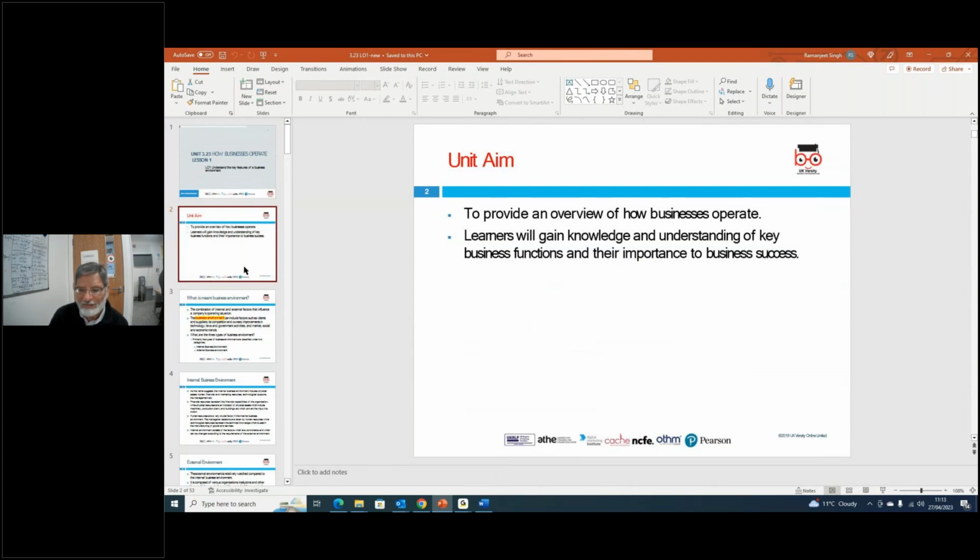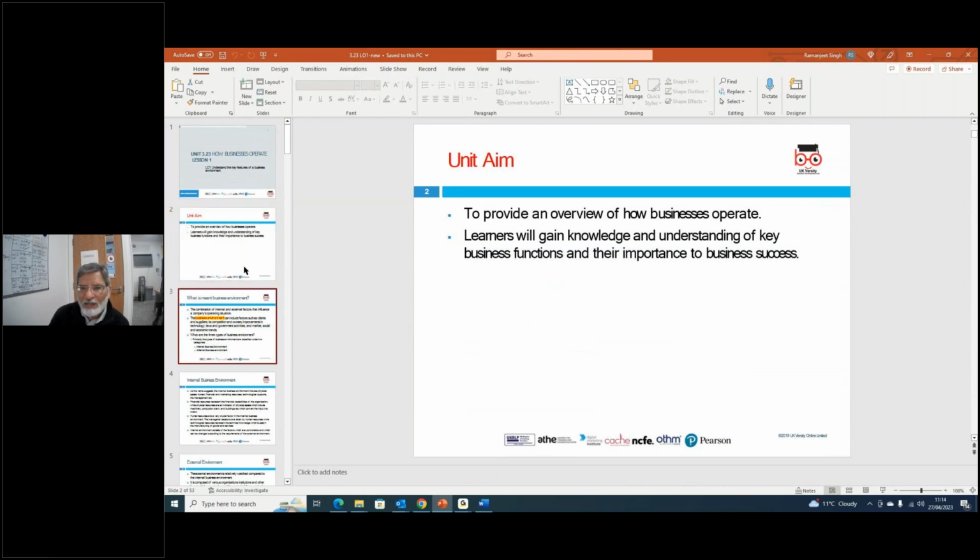Okay. Businesses basically are there to make money, aren't they? They are there to provide goods and services to the general public, with a view of making profit. I think this is what businesses are. So we'll be looking at the overview of what businesses are, how they operate, what the underlying factors are, what kind of features and functions they have, and the importance of business success to an economy.